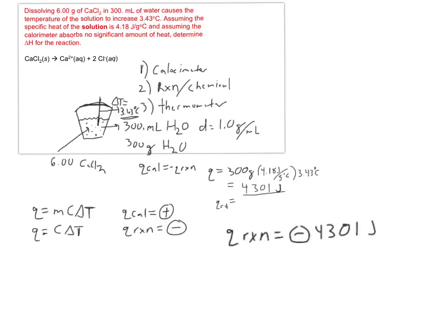The reaction is for 1 mole of calcium chloride yielding 1 mole of calcium cations and 2 moles of chloride anions. So this is per 6 grams of calcium chloride. But chemical equations are in molar amounts. So what has to be done is this has to be converted to moles.